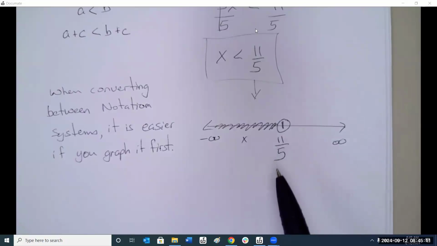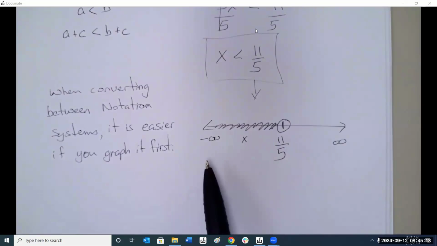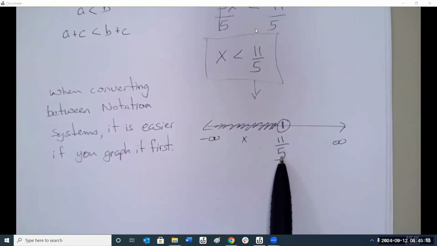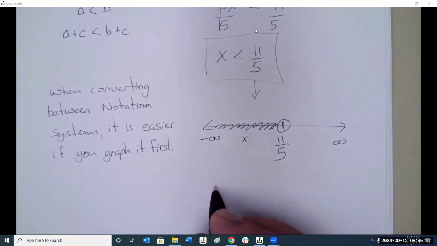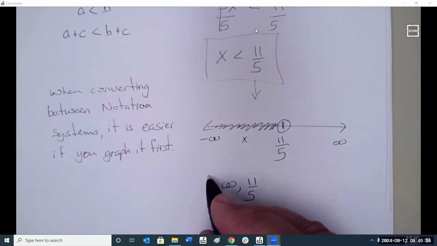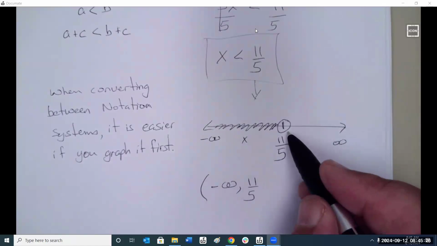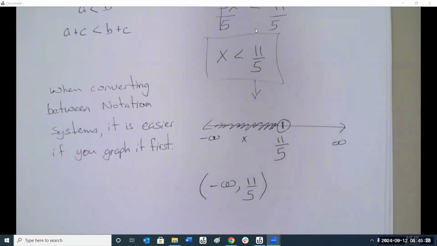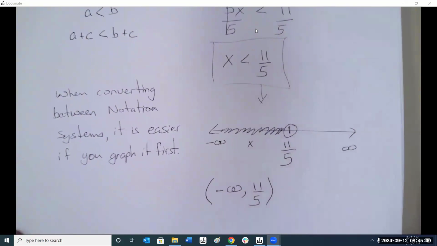So now, going to the interval notation, we look at the lowest and the highest number of that squiggly place. It goes from negative infinity, comma, 11/5. Infinity is always a parenthesis, and since that's open, so far so good. Let's look at B.